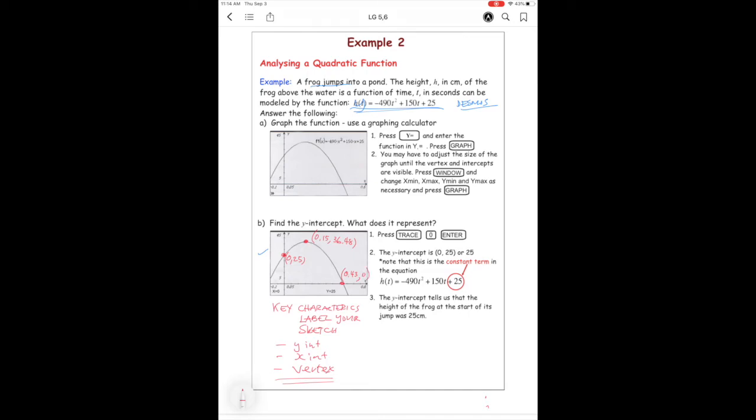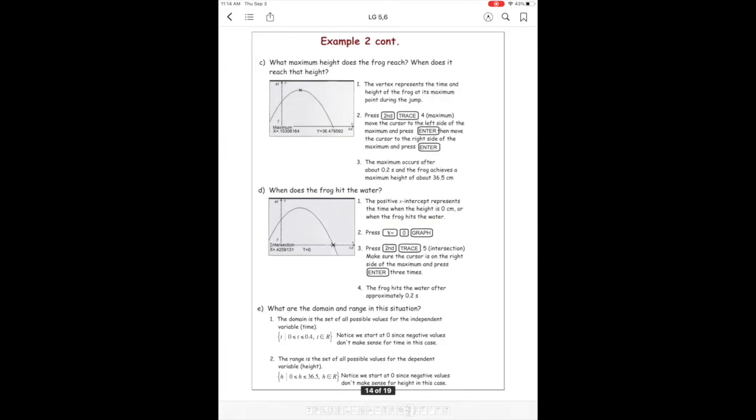0.43, comma 0. Okay, so those will give you the answer to almost all questions initially. Okay, so the question's asking us, A is to sketch the function, so there it is. B is asking us to find the y-intercept, so there it is. And what does it represent? Well, it represents where the frog starts its jump, okay?